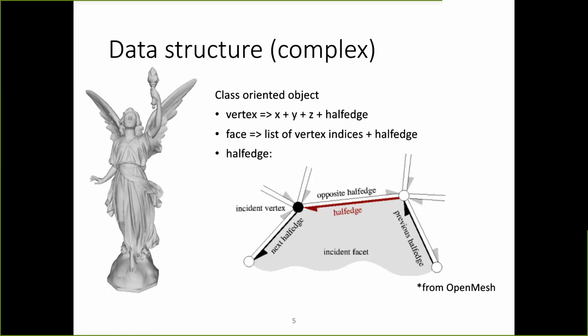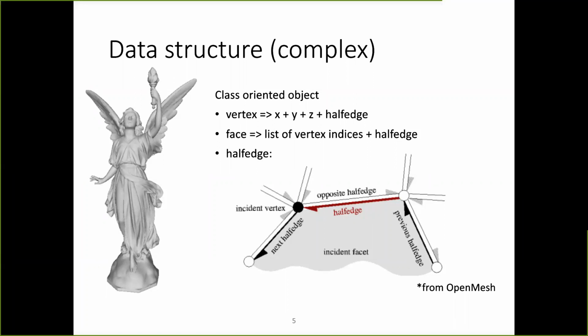What it allows you to do is travel throughout your faces fairly easily. So you can move across your graph without having to search. For example, if you want all the vertices that are around one point, you can just travel through the half edges and look through all the faces, and you can create a list of points very, very quickly.